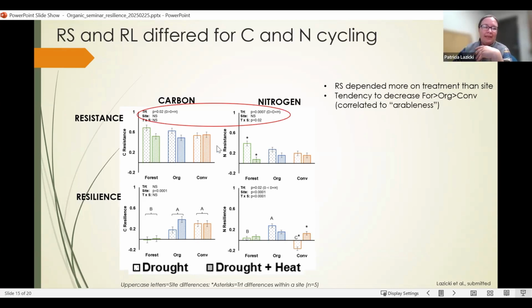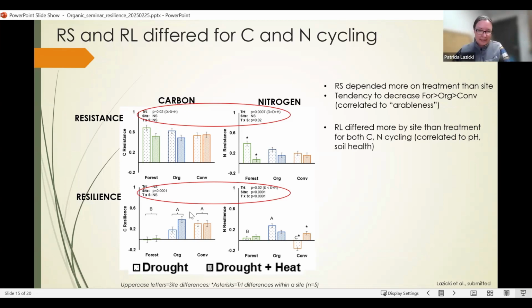So when we added heat, none of these soil health properties mattered. They all suffered when we added heat, but some more than others. When we didn't add heat, for drought only, there was a tendency to decrease. So forest was the highest, then organic, then conventional. And so there was a pretty strong correlation to my metric for arableness because the forest tended to have the highest resistance.